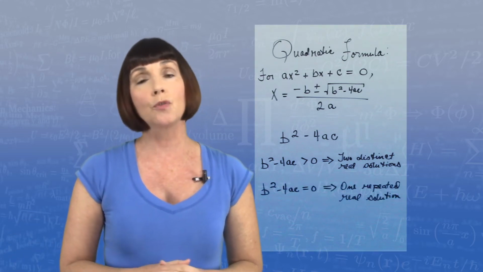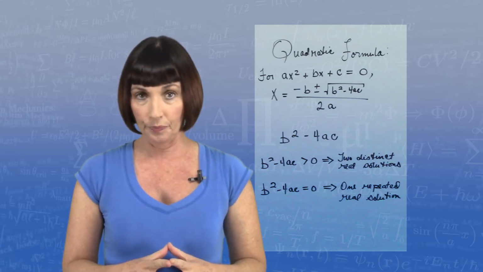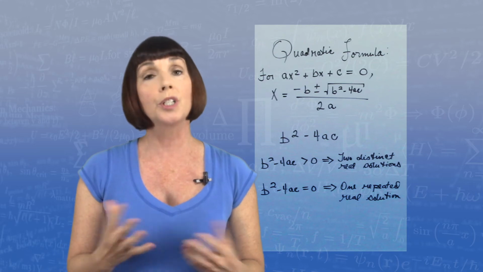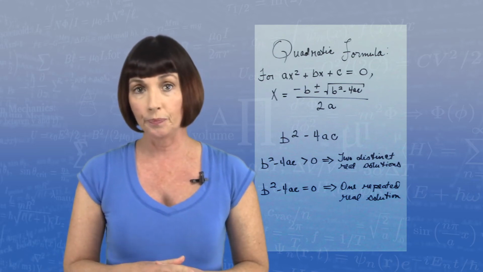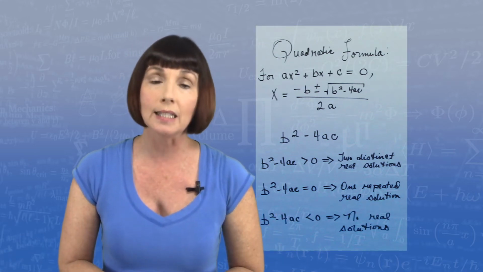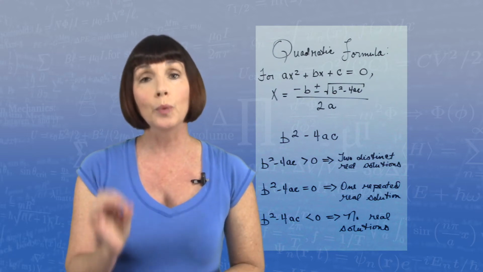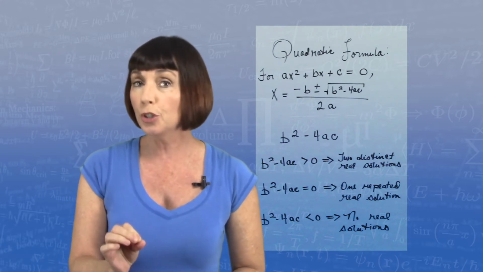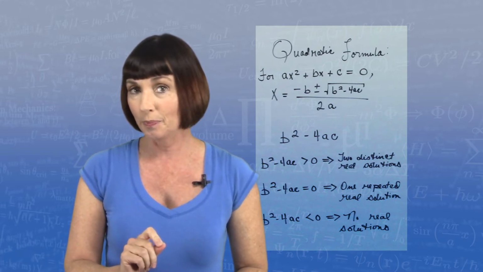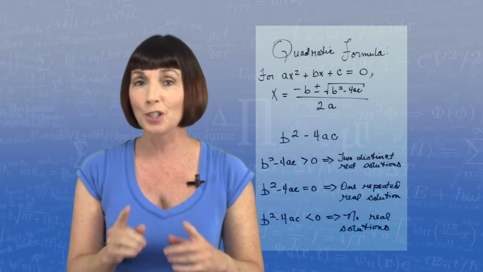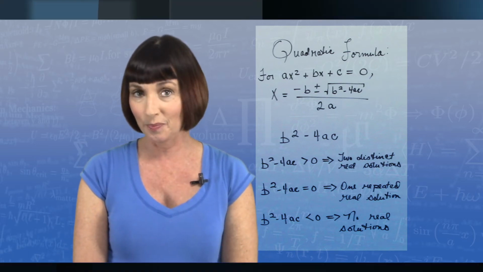B squared minus 4ac can be equal to 0. In that case, you have one repeated real solution, which is sometimes called a double root. Or b squared minus 4ac can be less than 0. And in that case, there are no real number solutions. The solutions will be complex numbers. So the sign of the discriminant will tell you what kind of solutions you'll get to your quadratic equation.